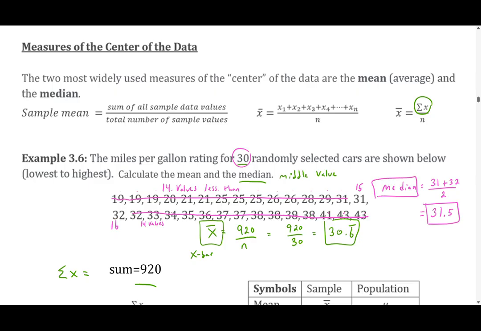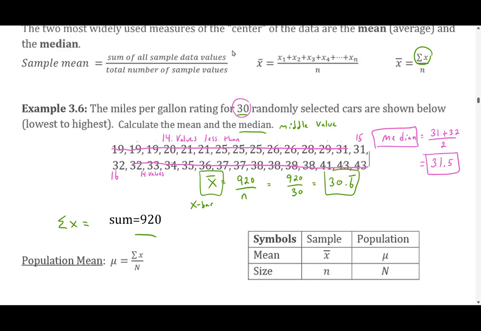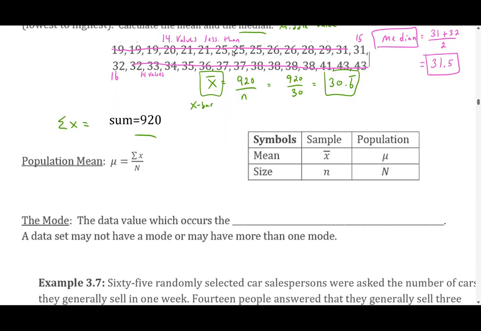So the sample mean, x bar, is 30.6. We add up the data values and divide by the total number. The median, the middle value, is 31.5, again looking for the middle number. Now there are videos that show how to find the mean and the median using the one variable statistics feature of each of the calculators that are approved for this course.